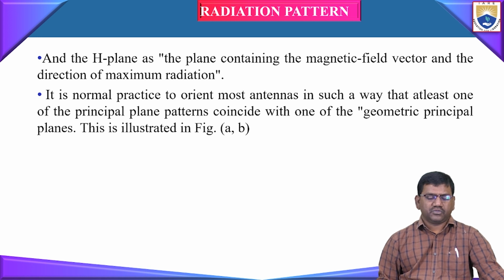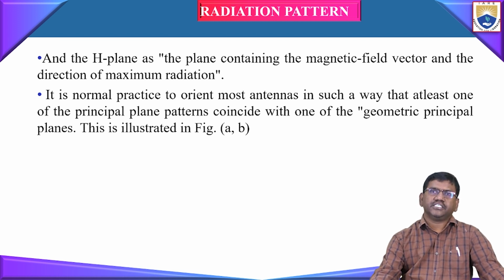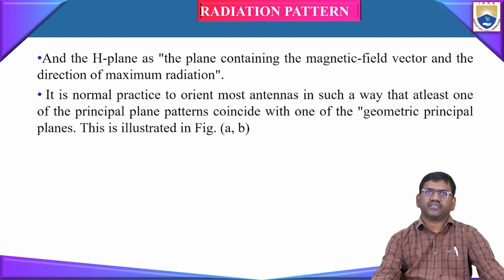So here there are 2 types of planes. We have the E plane and the H plane. The E plane is the plane containing the electric field vector in the direction of maximum radiation. The H plane is the plane containing the magnetic field vector in the direction of maximum radiation.